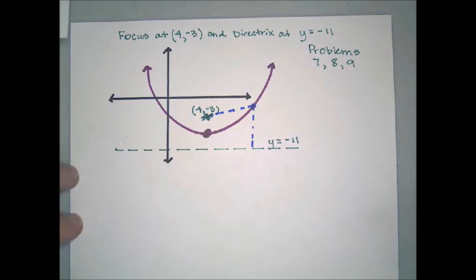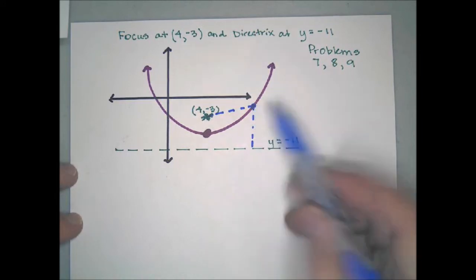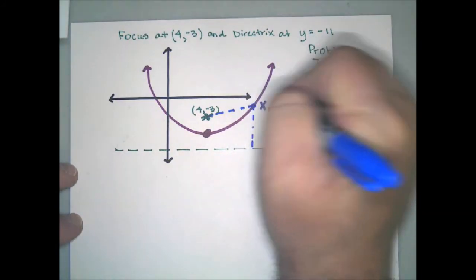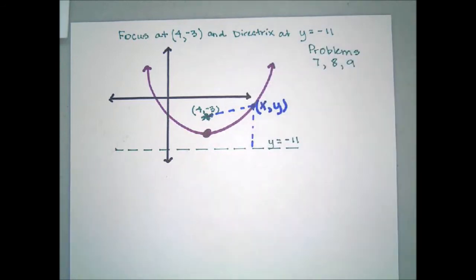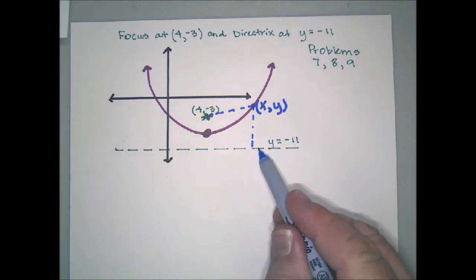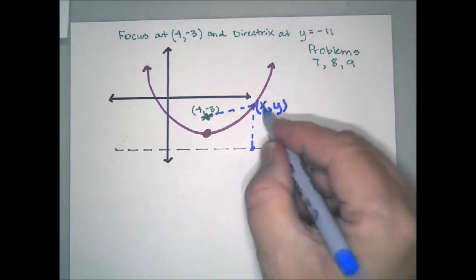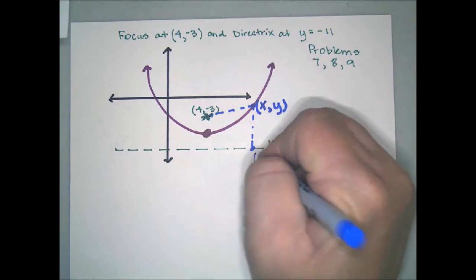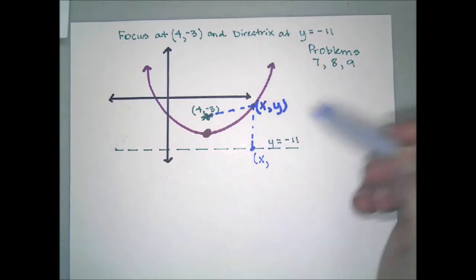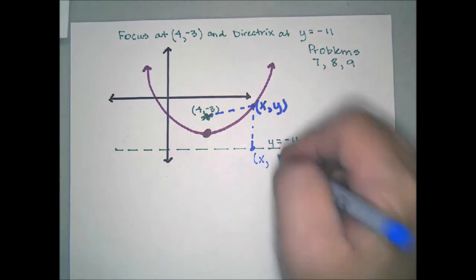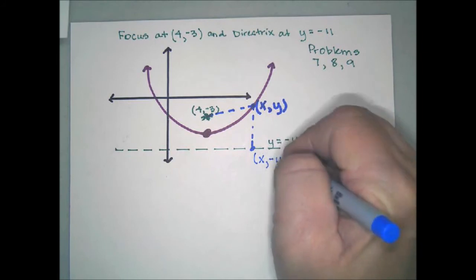Now, we have no idea about this point right here, so we're just going to call it x, comma, y. Now, we do know something about this point right below it. The fact that it's right below it means it has the same x coordinate. So we're going to say x again, but we also know its y coordinate. It is at negative 11 as far as the y is concerned.